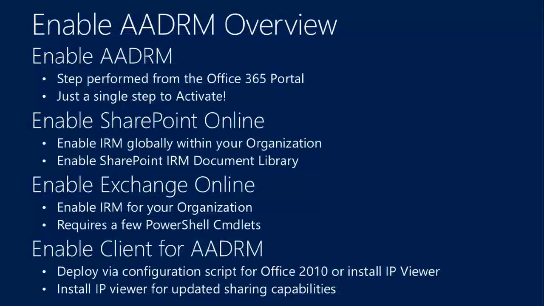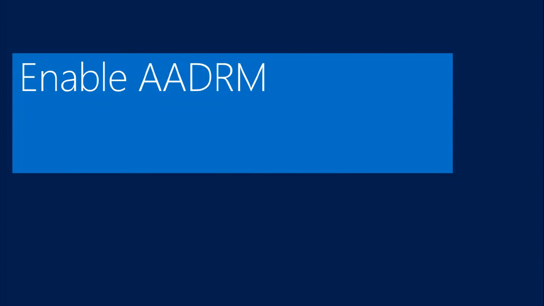There are really 4 steps to get everything working between your workloads and your services and AADRM. And a little bit more for Office 2010, but for 2013, it'll just start working right out of the box. First is enabling AADRM. We'll talk about enabling SharePoint Online, enabling Exchange Online, and basically signing into Office to get everything working. So the first thing is enabling AADRM.